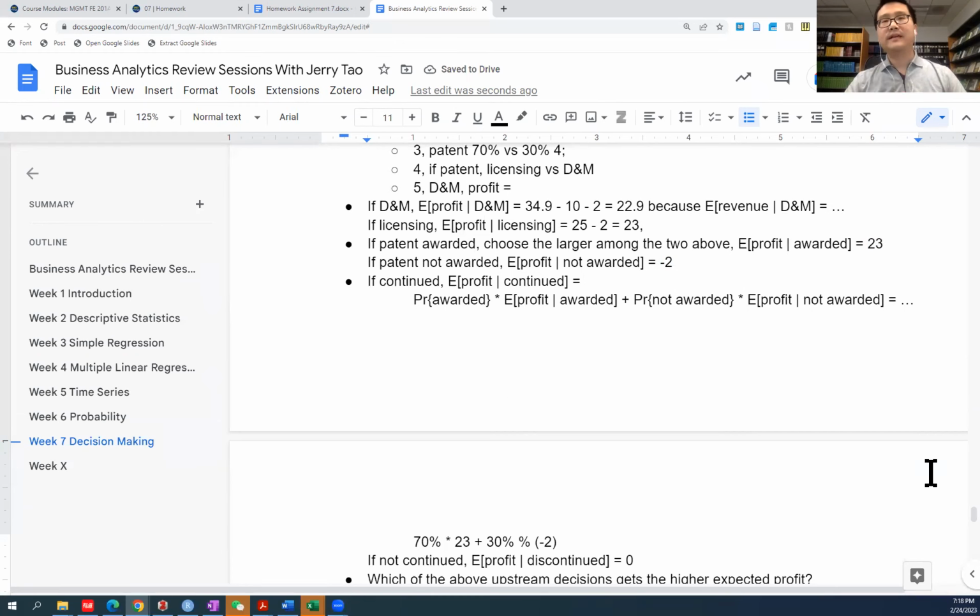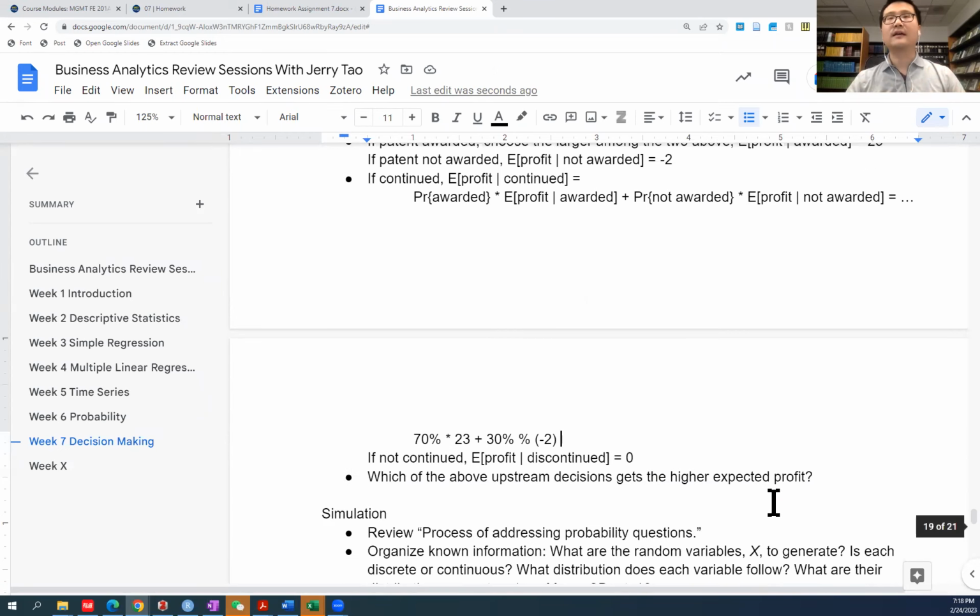So that would be the expected profit if we continue the project. And of course, if we do not continue the project at all, then the profit would be 0. Nothing would change. That's how I derive the expected profit under each step. Any questions? That was really helpful.